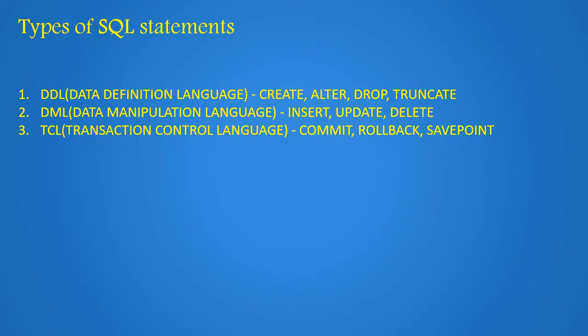Save point command is used to temporarily save transaction so that you can roll back to that point whenever required. In short, using this command we can name the different states of our data in any table and then roll back to that state using the rollback command whenever required.